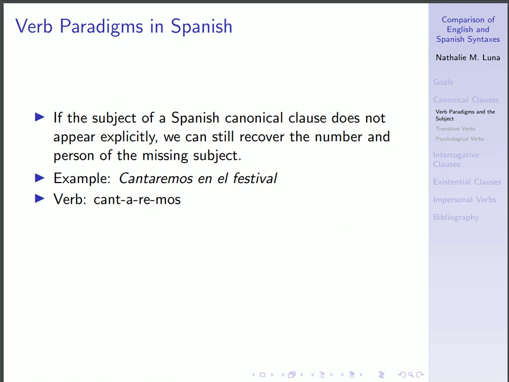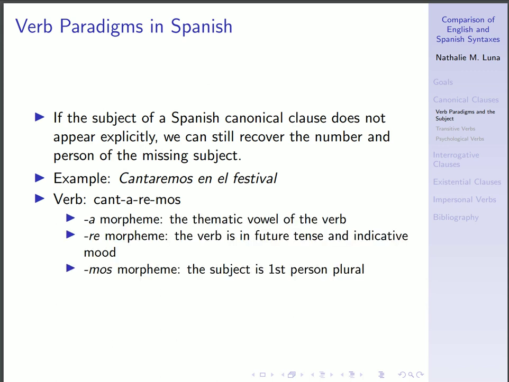So if we take a closer look at the verb, each one of its morphemes is going to tell us something that maybe is not necessarily there. For example, the a morpheme is the thematic vowel of the verb. The re morpheme means that the verb is in future tense and in indicative mood. And finally, the mos morpheme tells us that the subject is first person plural. So even though it's not there, we know that we could replace it with the pronoun nosotros.